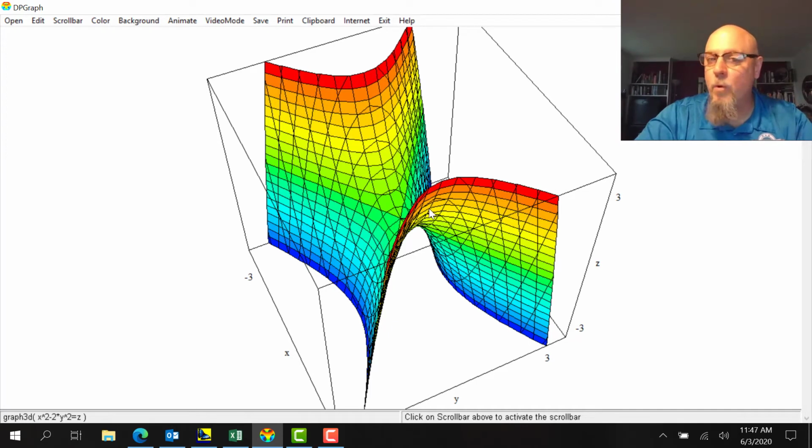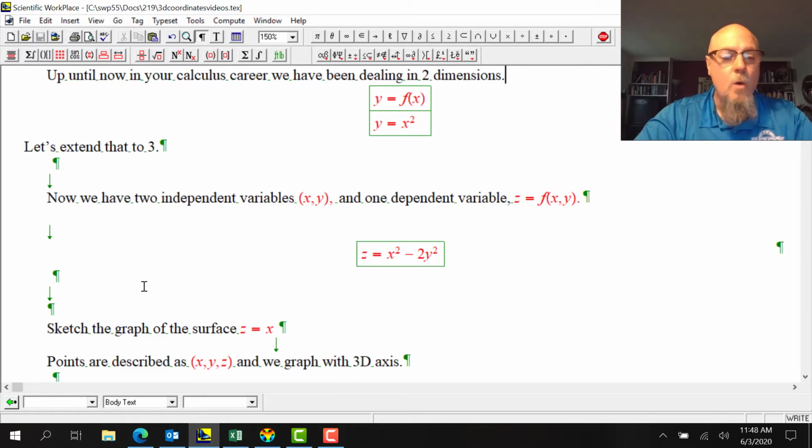And that's where I put the point. That's where I put the dot. The z is the height, the output for this surface. What about, here's another surface then. Graph the surface of z is equal to x. Now wait a minute. Where's the y?